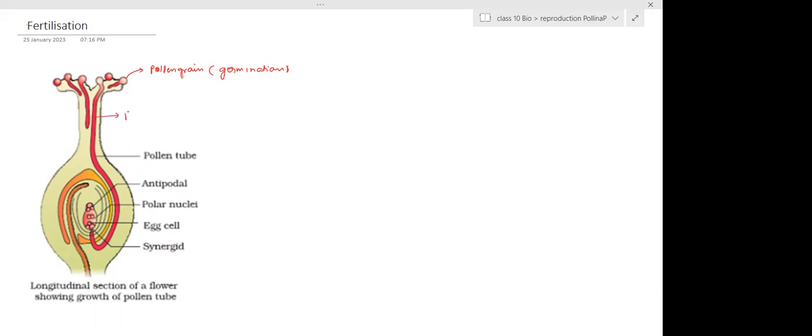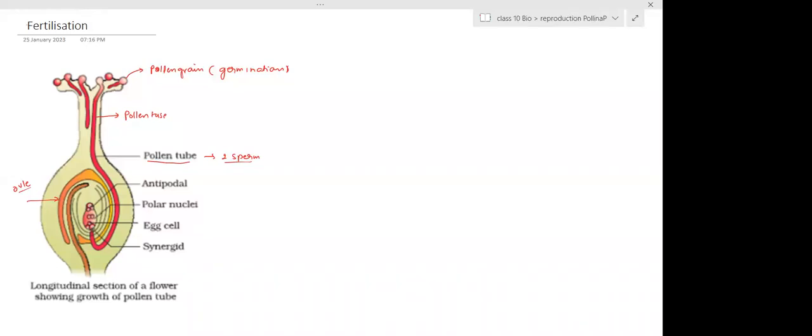They are called the pollen tube. This pollen tube, it is already written, starts growing and reaches inside this structure, which is actually called the ovule. This complete structure is the ovule. Inside the pollen tube there are two sperms. The formation of two sperms takes place inside the pollen tube. These two sperms travel through the pollen tube, which reaches here, the ovule.